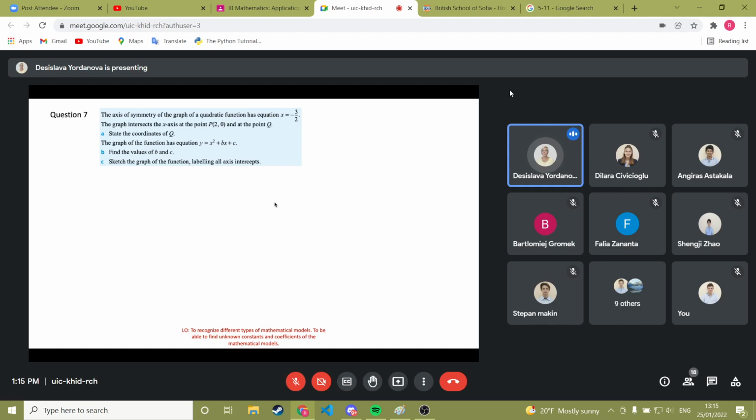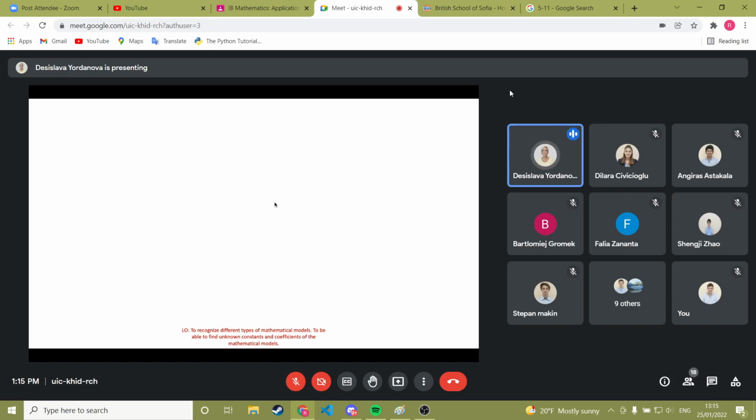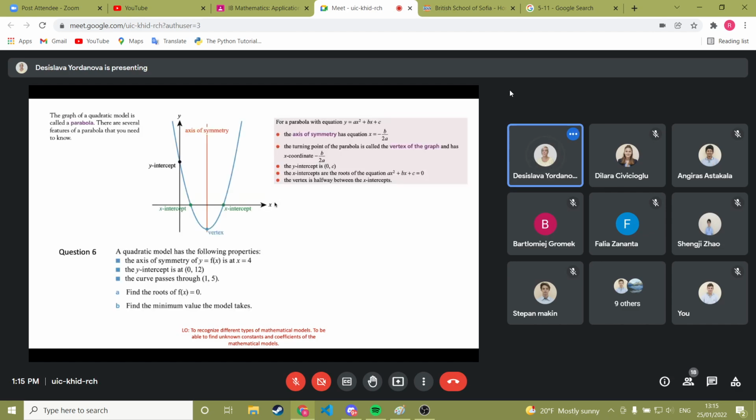So at first, when the axis of symmetry has equation x equals minus 3 over 2, and the graph intersects the x-axis at the point P (2, 0) and the point Q, they want you first to state the coordinates of Q. What can we use? I'll go back to the features of the quadratic graph. Which of these things here, the features to the right, can we use to answer this question?